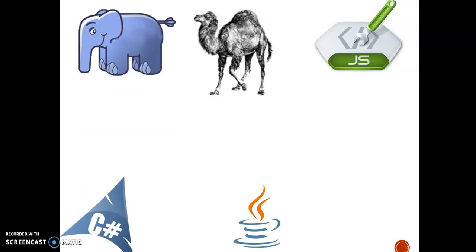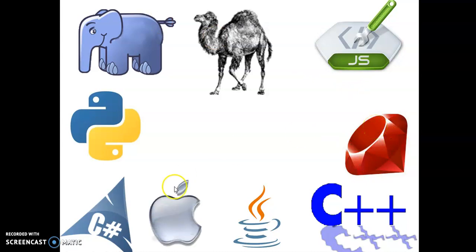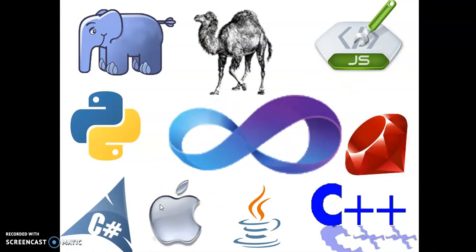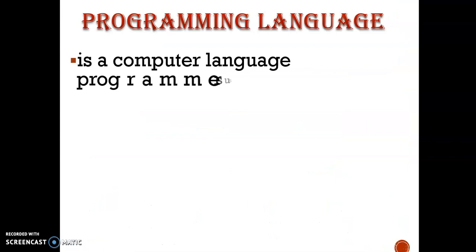So I have here different logos. So we have here the JavaScript, we have the Java, we have the C#, we have the C, we have the Python, PHP, we have the Perl, we have here the Apple, and lastly, we have here the logo of the Microsoft Visual Studio. The Microsoft Visual Studio is the environment that we are going to use to create a Visual Basic .NET application. So, ano nga ba ang programming language? Because all of this logo symbolizes the different programming language. So, ano nga ba ang programming language?